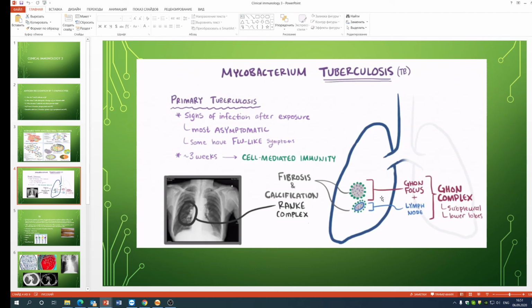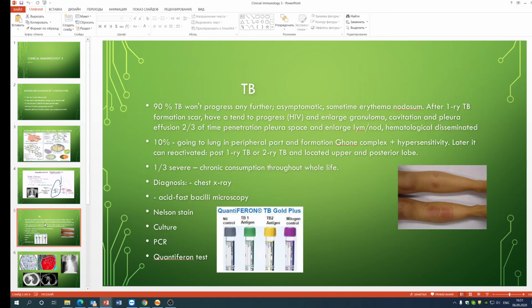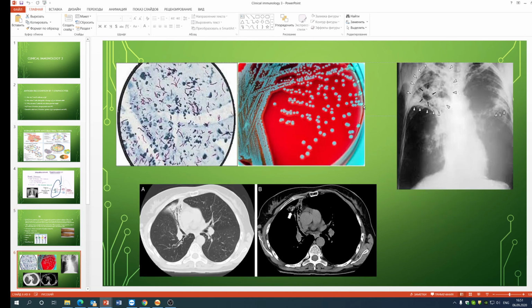Later it can reactivate, and this is called post-primary tuberculosis or secondary tuberculosis, and it is located in the upper and posterior lobe of the lung. This is important to distinguish because of the fact that it is aerobic. Which signs characterize this 10% in other tuberculosis?